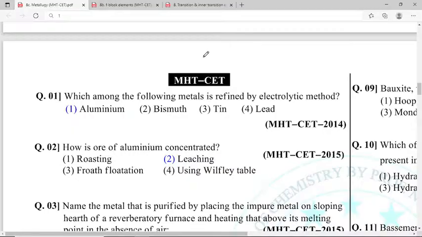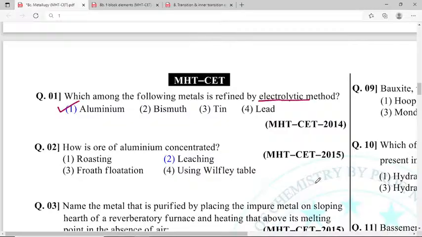Okay, now start the transition and inner transition element. Which among the following metals is refined by electrolytic method? So aluminium is the answer. Aluminium is refined by electrolytic method. Electrolytic stands for electrolysis or electrometallurgy. By using electrometallurgy, aluminium can be refined.